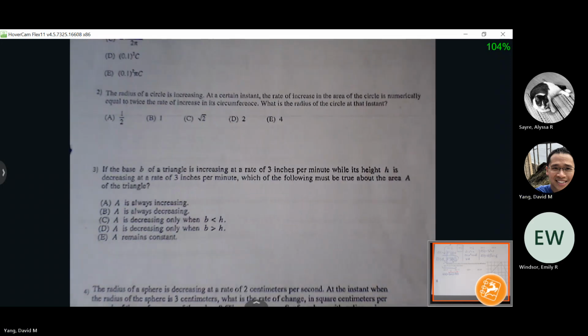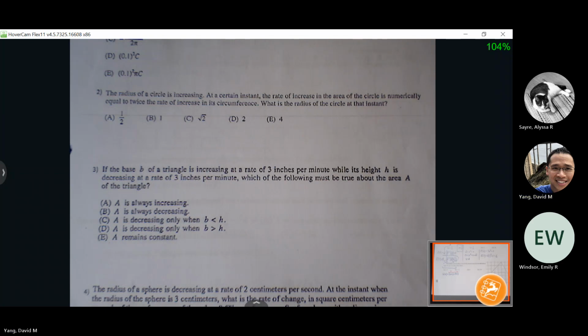Three, okay. So three says the base of a triangle is increasing and h is decreasing, which of the following is true about the area of a triangle. So we know that we're dealing with the area of a triangle. You see all these mentioned with time, so it's got to be related rates right here. So we start off with the area of a triangle. What's the area of a triangle?